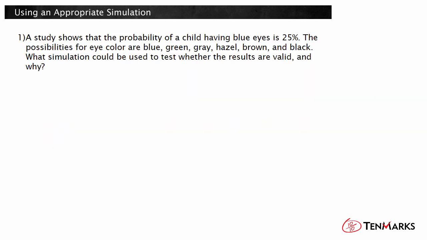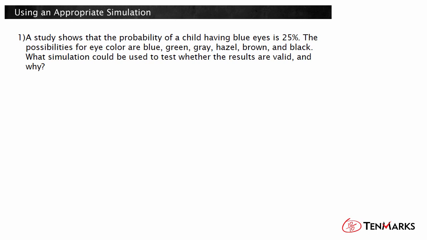A study shows that the probability of a child having blue eyes is 25%. The possibilities for eye color are blue, green, gray, hazel, brown, and black. What simulation could be used to test whether the results are valid, and why?